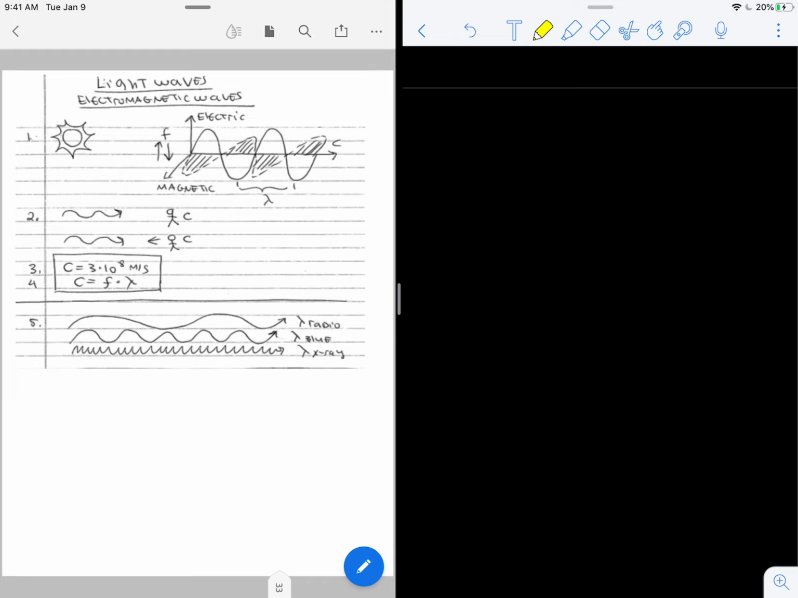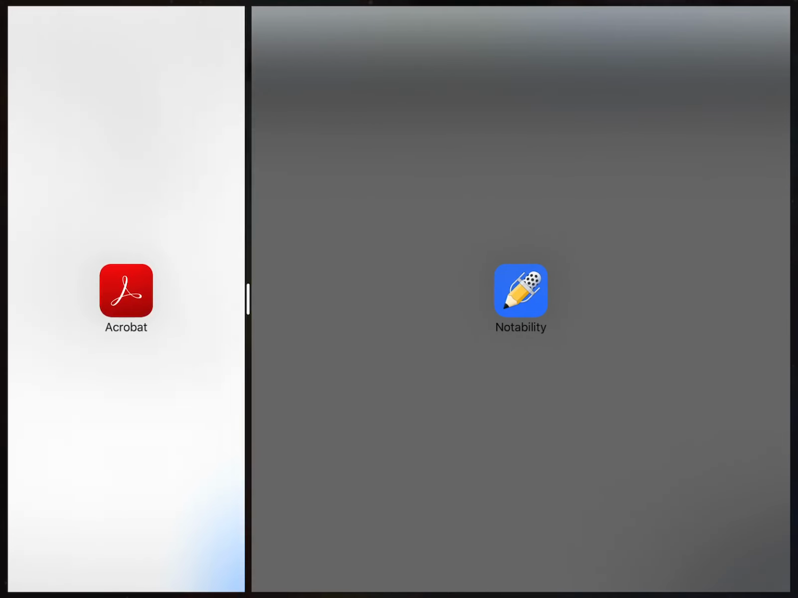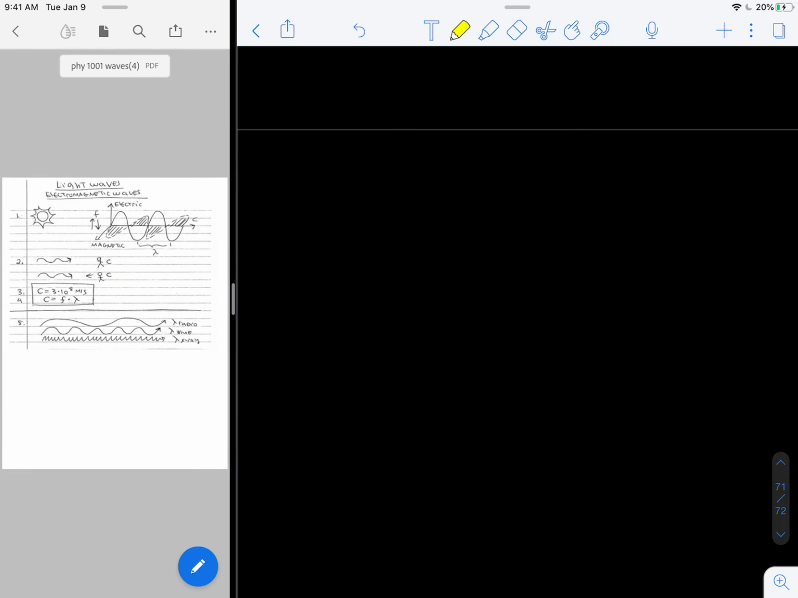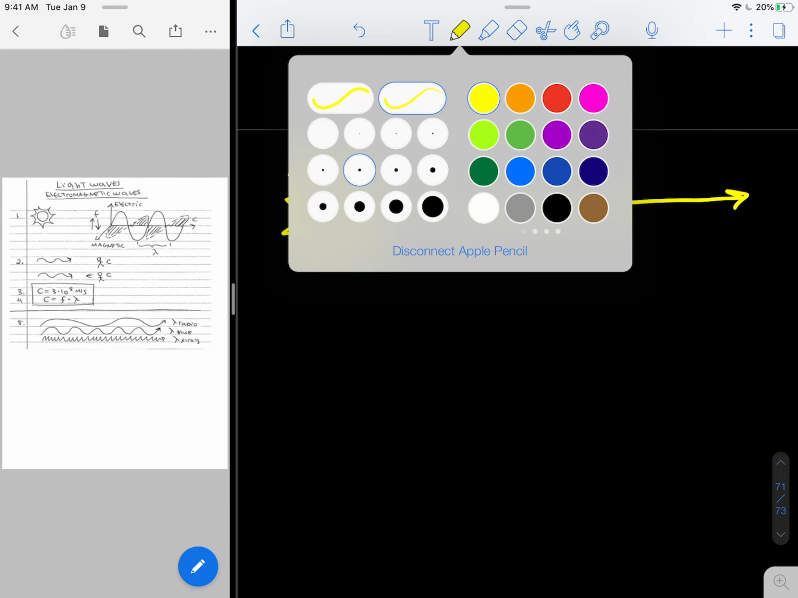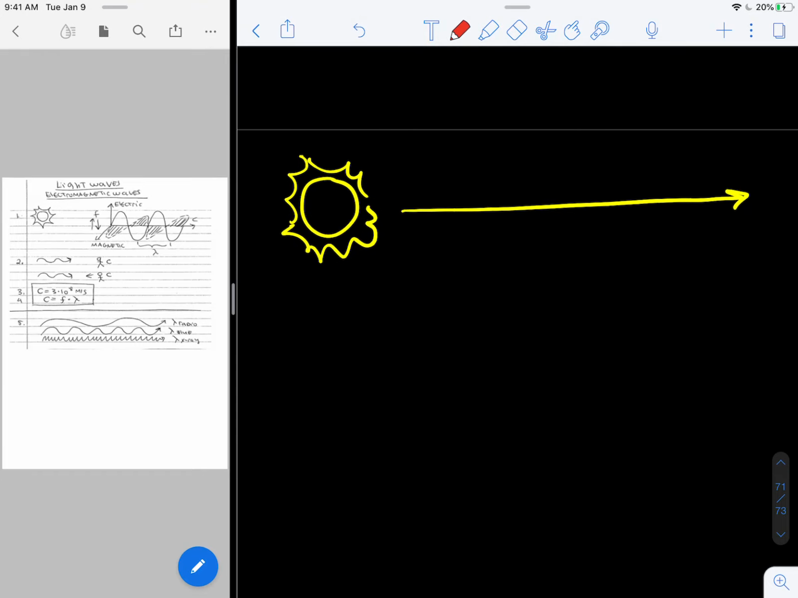So this is going to be the first lecture for chapter 20 on light. So what light is, well, let's look at the sun. So light is a wave, but it's a specific kind of a wave. So light from the sun is going to travel in this direction, to the right. And there's going to be a wave. So part of the wave is going to vibrate up and down.